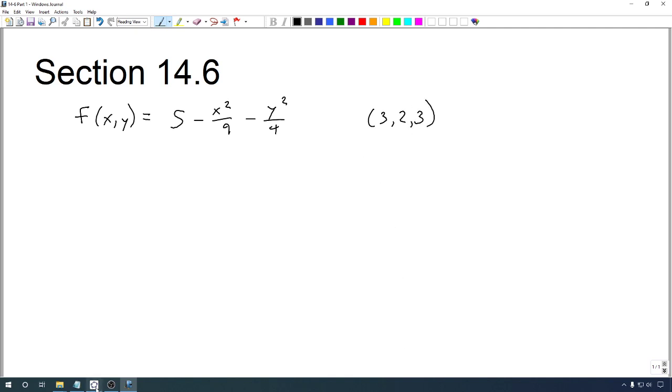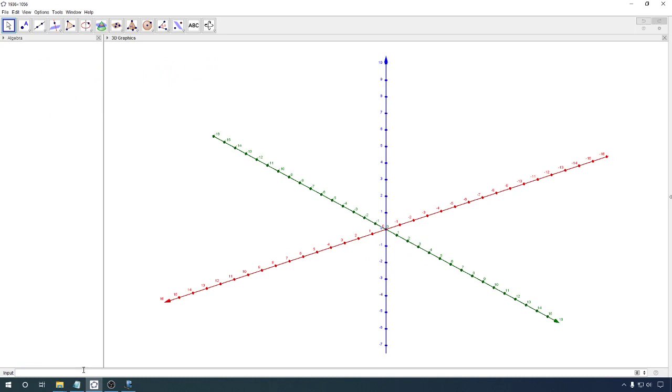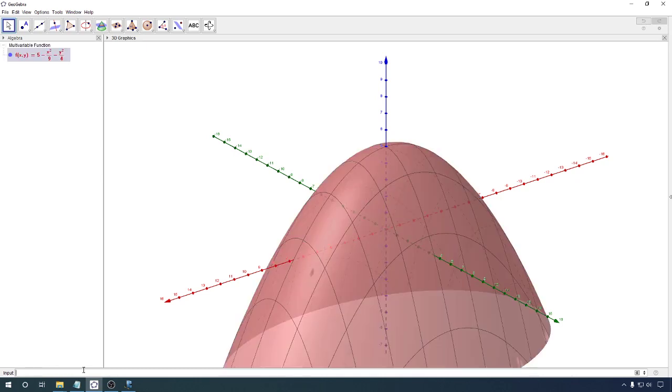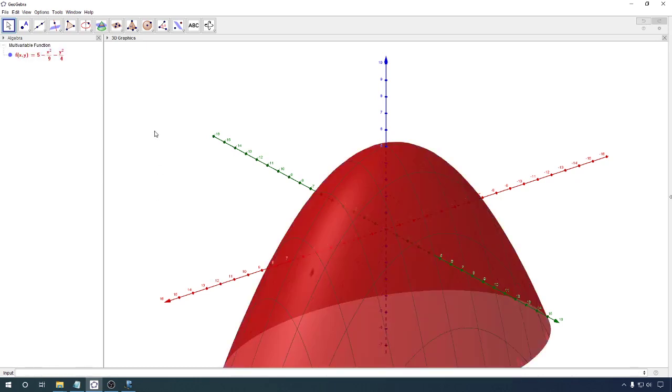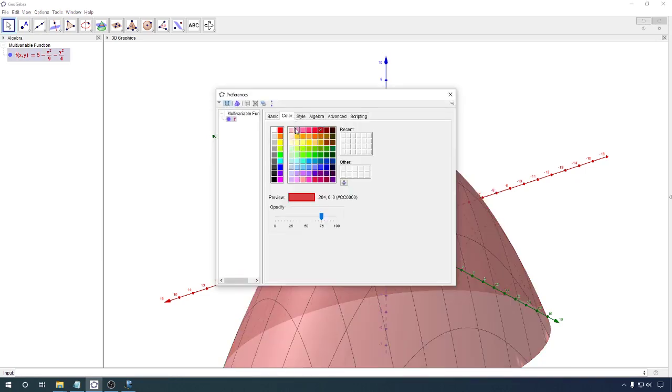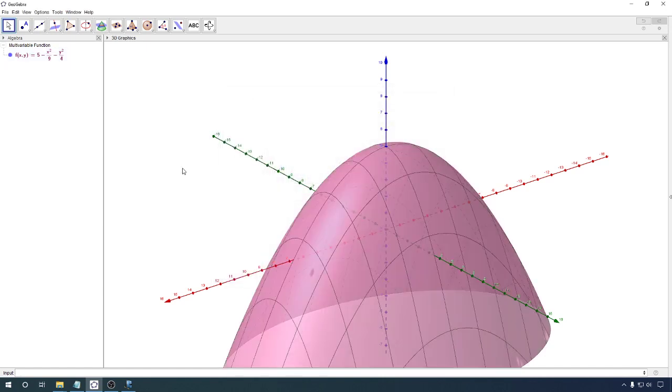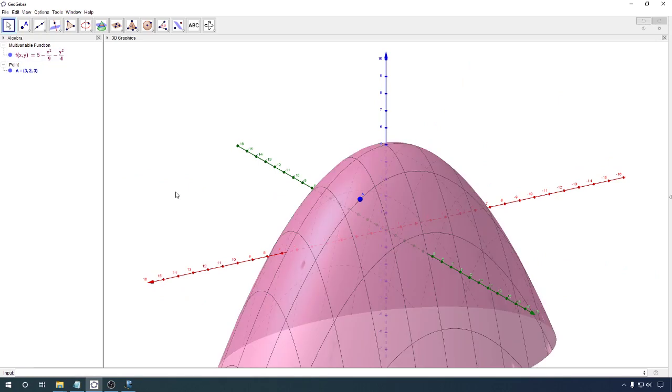So we can go ahead and plot that. f of x y is equal to 5 minus x squared over 9 minus y squared over 4. And we had this elliptic paraboloid. I'm going to make that color a little lighter, makes things show up a little bit nicer. And 3, 2, 3 is a point on the surface.